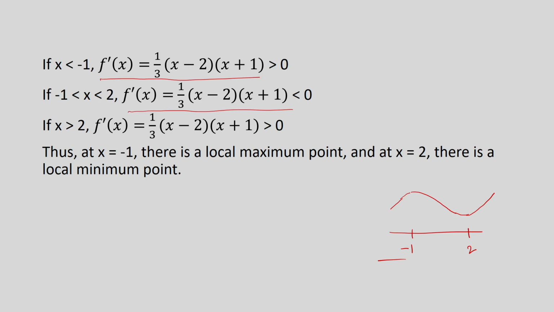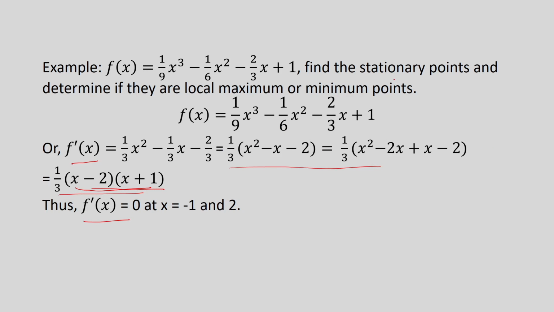Therefore, just by looking at the diagram that I have drawn in a rough manner, one can see that at x equal to minus 1, you have a local maximum point, and at x equal to 2, there is a local minimum point. So, that is what we were supposed to determine. You have two stationary points, minus 1 and plus 2. At minus 1 you have a local maximum, and at plus 2 you have a local minimum.